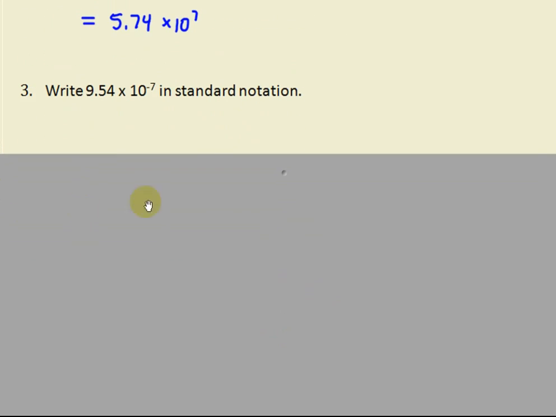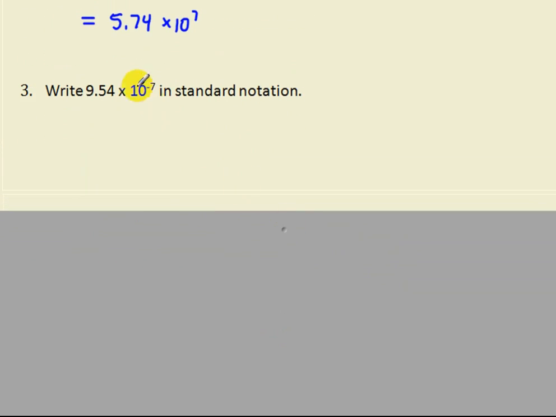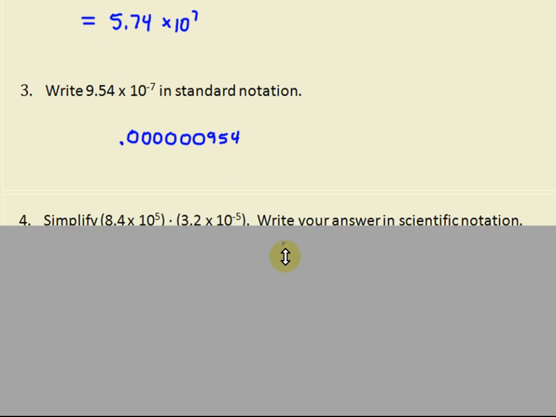Okay, number 3, write 9.54 times 10 to the negative 7th in standard notation. And if you caught what I was trying to get across before, 10 to the negative 7th is going to have 6 zeros after the decimal, but before the first non-zero number. So 1, 2, 3, 4, 5, 6, and then our significant digits here of 9, 5, 4. And if you were to check that, if we start with a decimal here and go 7 to the left, 1, 2, 3, 4, 5, 6, 7, we end up where we're supposed to be.